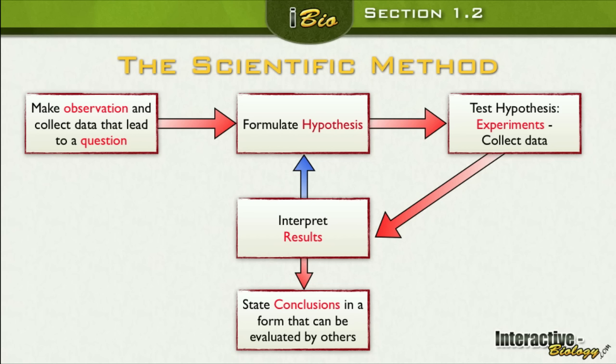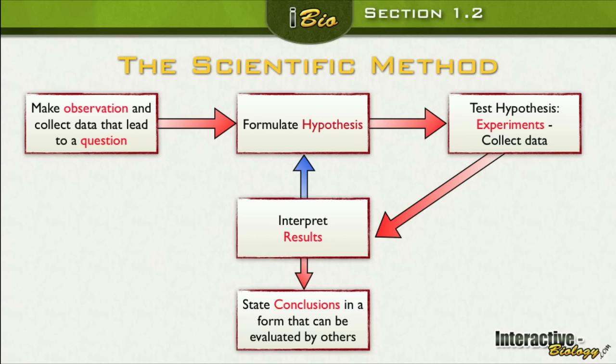All right, so I'm interpreting my results. Can I state a conclusion in this case? Yes, I can. What's my conclusion? Yes, she did like me, and now we get together and all that good stuff. However, if you were doing the full scientific method here, you would have to not just state your conclusions, but you'd have to state it in a form that can be evaluated by others. So you'd write it down in your journal.